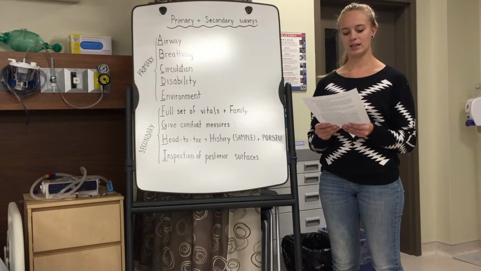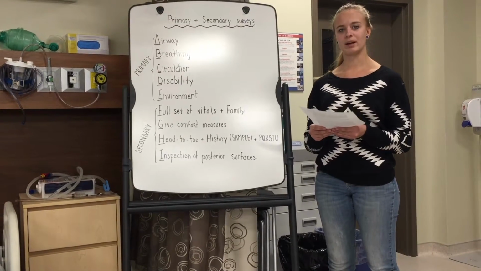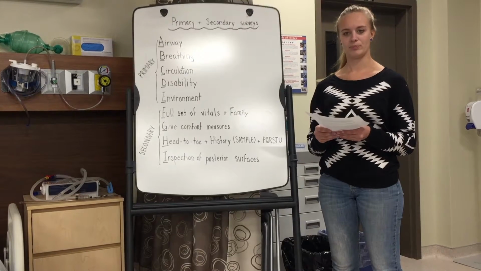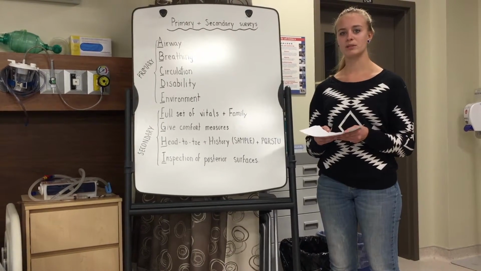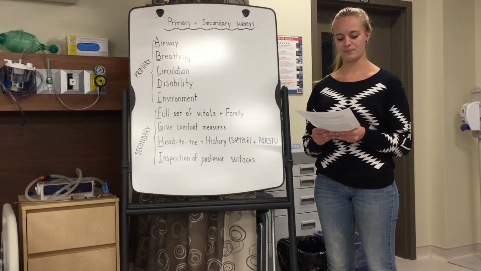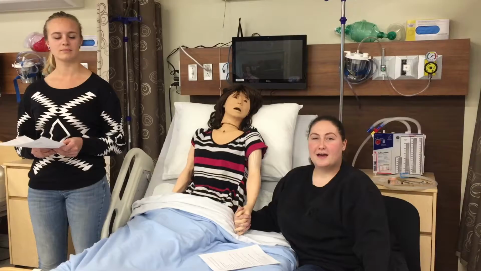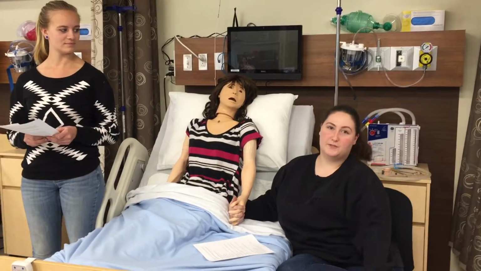And the last component is inspection. So we ensure to inspect posterior surfaces of the client. When doing so, we make sure to maintain neck alignment, so possibly having to use the log roll. And that's the end of the secondary survey. I will now be explaining the emergency interventions before chest tube insertion.